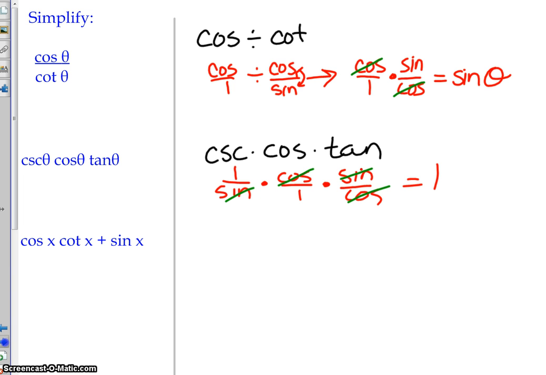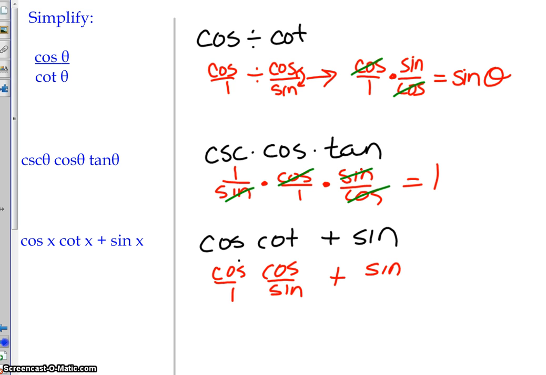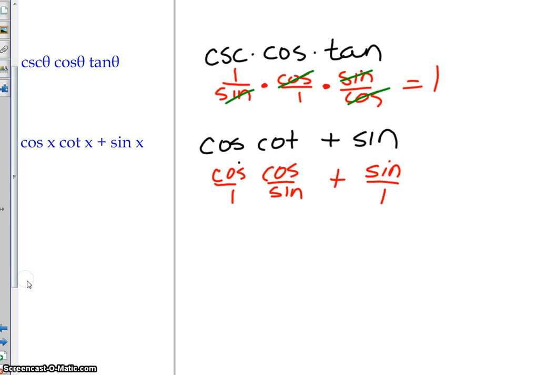I know I'm rushing it here, but I want to get to this last question. Here I have cosine times cotangent, and I'm adding sine. Cosine I leave as cosine over 1. Cotangent is cosine over sine. And then I'm adding sine, which I leave as sine over 1. Now I need to get a common denominator in order to add these together. One of the things I could do is, if this had a sine in the denominator, then I'd have matching denominators.